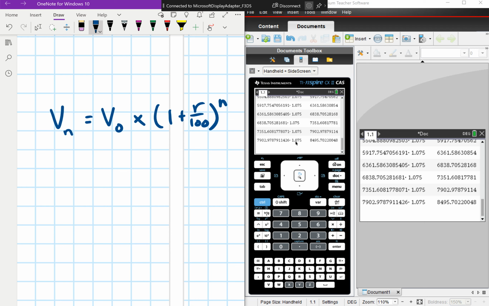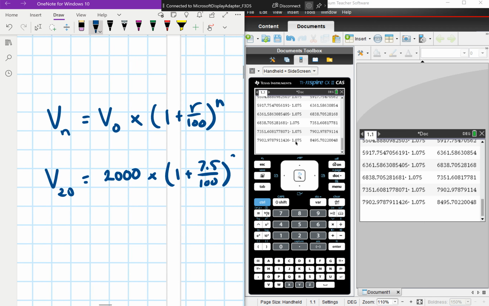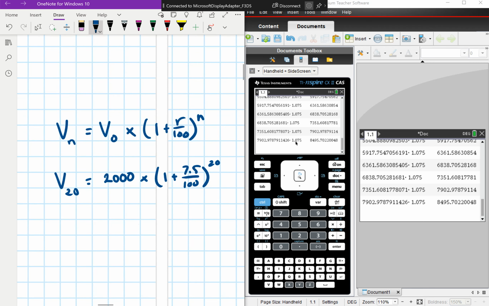So in this case here, if I wanted to find v of 20, you see, it was actually easy. All I had to do was, I start off with $2,000, I times it by 1 plus the rate, which is 7.5 over 100, that's your interest rate, to the power of 20 years. That's all you have to do.